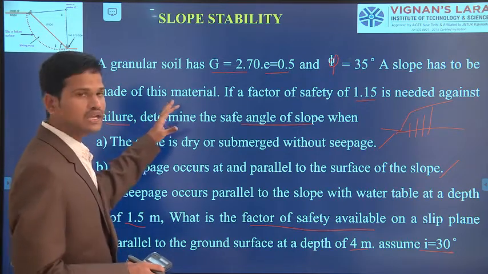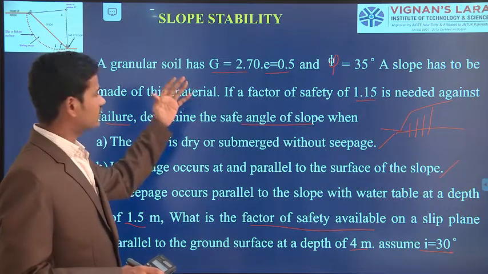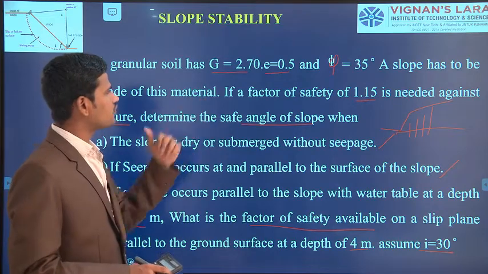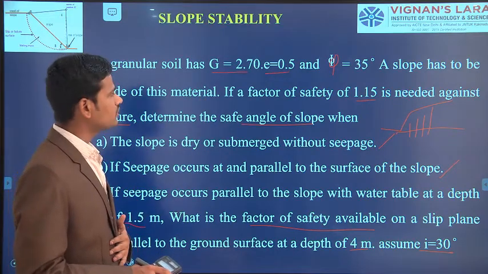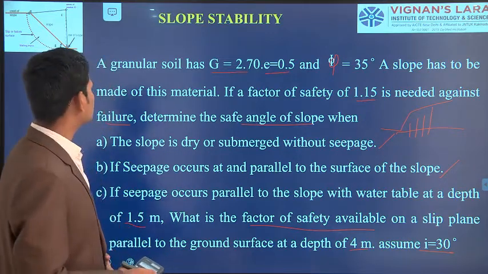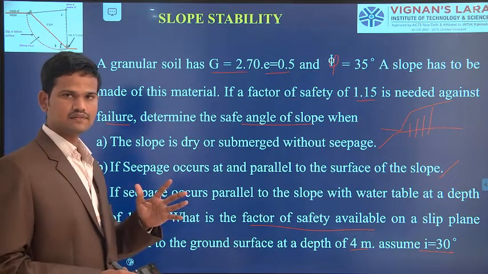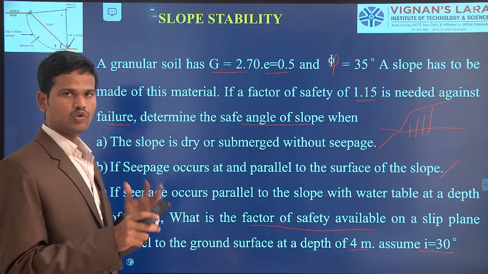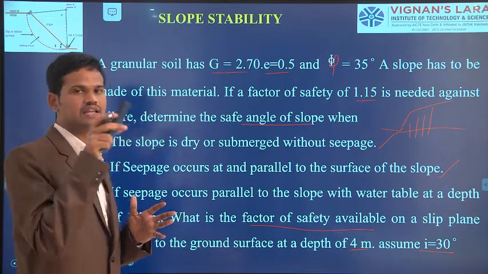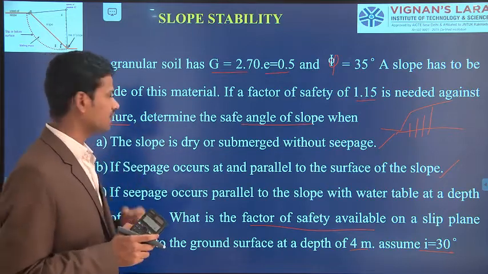If you see here, one more time, I am reading the problem. A granular soil is given, having specific gravity G equal to 2.70 as well as void ratio equal to 0.50, and angle of internal friction phi equal to 35 degrees. A slope has to be made of this material, and a factor of safety of 1.15 is considered. For this factor of safety, we have to determine the safe angle, that is, how much inclination we have to provide with respect to the horizontal ground level.